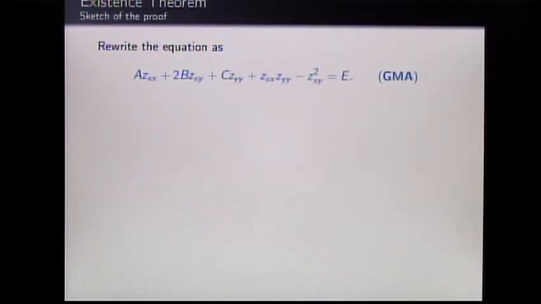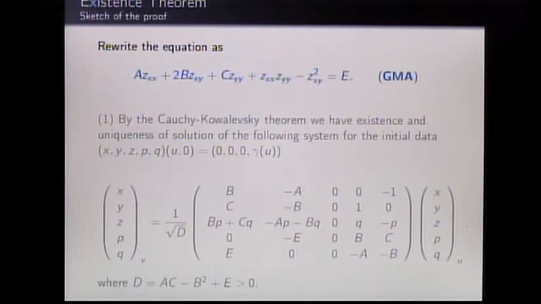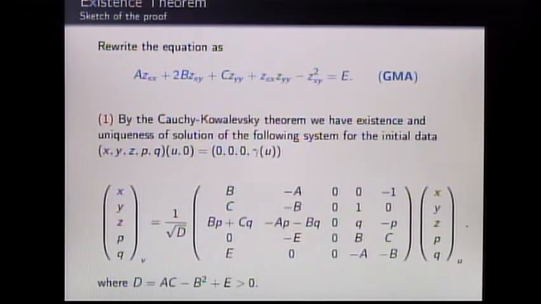Let me give you a sketch of the proof of this. The first step will be to rewrite this awful equation from before in this way here. Here are the coefficients A, B, C, and E, which may depend on the coordinates, the solution, and the gradient. And also from the equation, you can deduce that this vector x, y, z, and the derivatives of z satisfy this first order system.